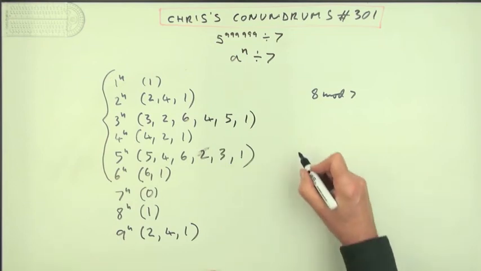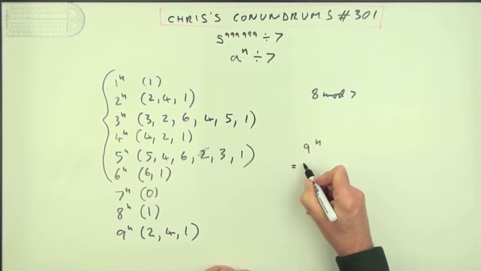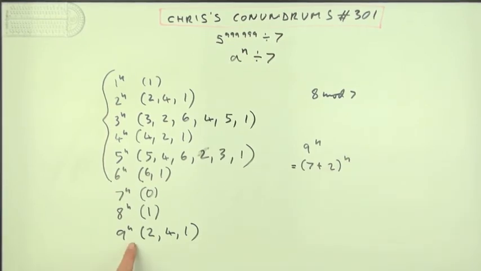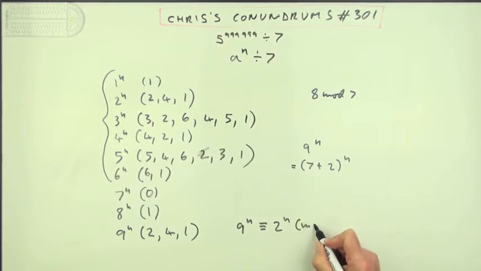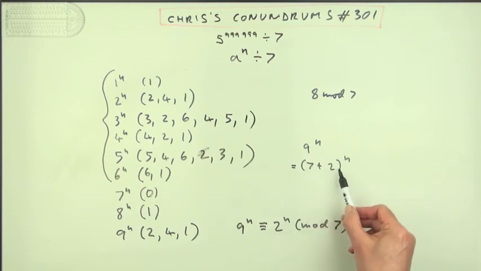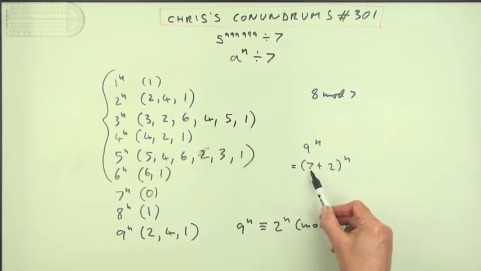Well, you can do this, I'll do it with a 9. 9 to the power n you could split into (7 plus 2) to the power n. Notice the result here. In the end, since that's the same as that, you could say that 9 to the n is congruent to 2 to the n, according to the rules of mod 7. Notice the way the mod 7 goes in a bracket here, because that applies to both sides of this congruence. But surely that doesn't mean you can just, if you've got a bracket, split it up and say that's 7 to the n and 2 to the n.